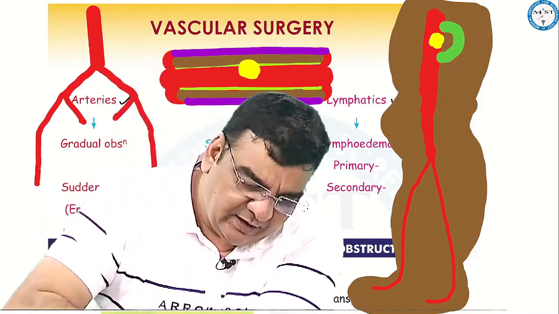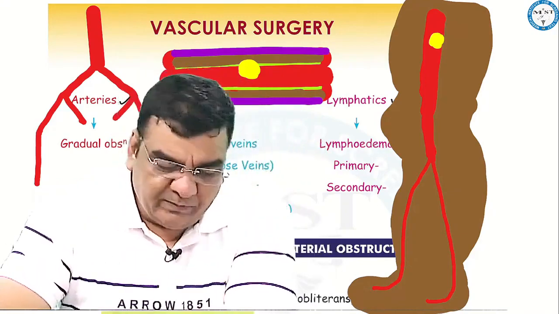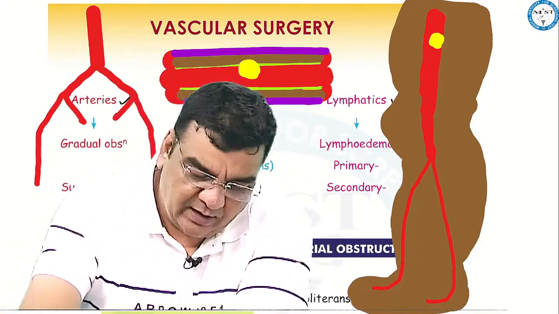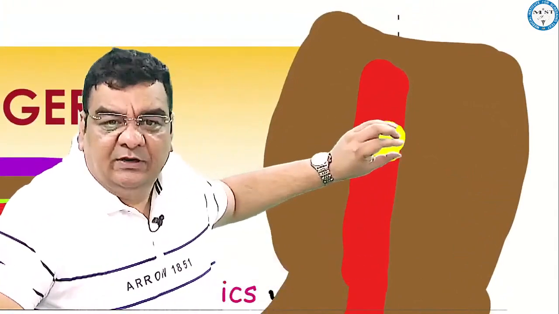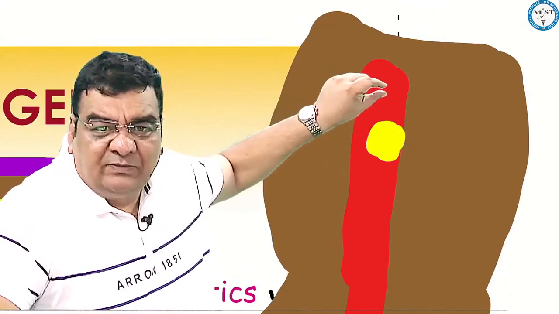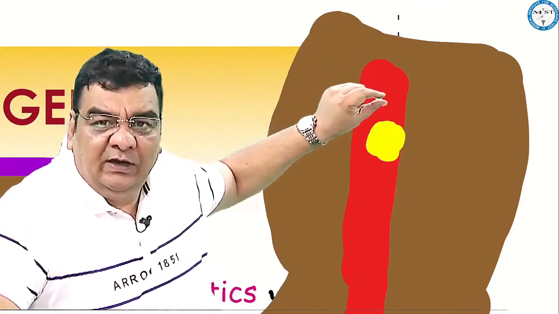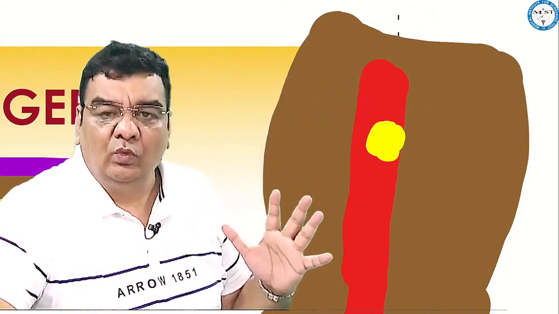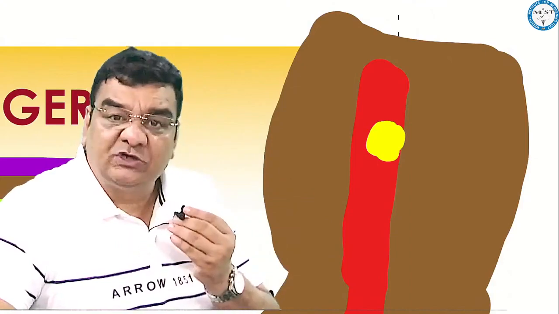Suppose in your clinical examination, if you keep a stethoscope above the obstruction, proximal to the obstruction, then you will hear a bruit type of sound. Bruit is basically a whoosh type of sound.